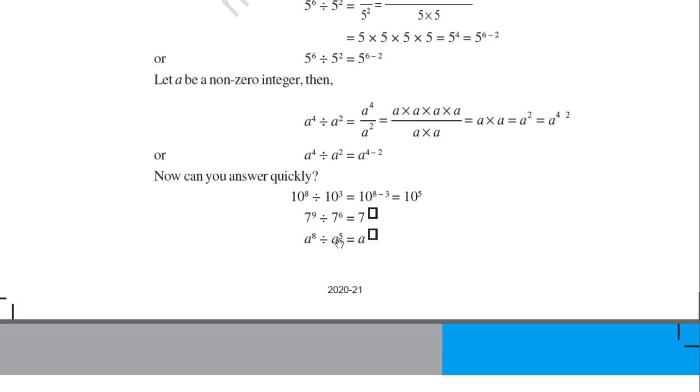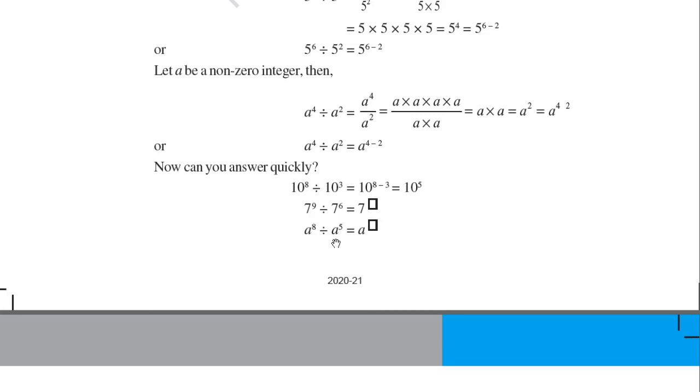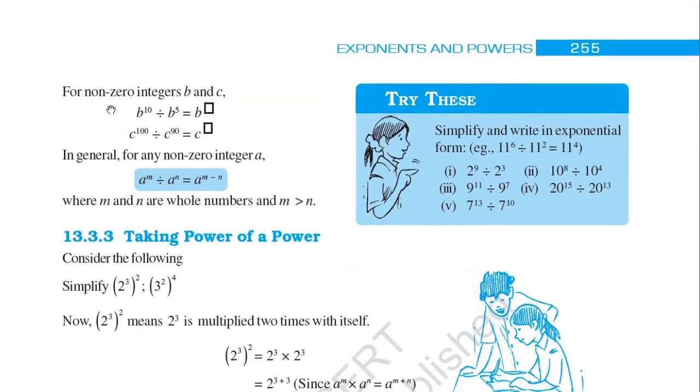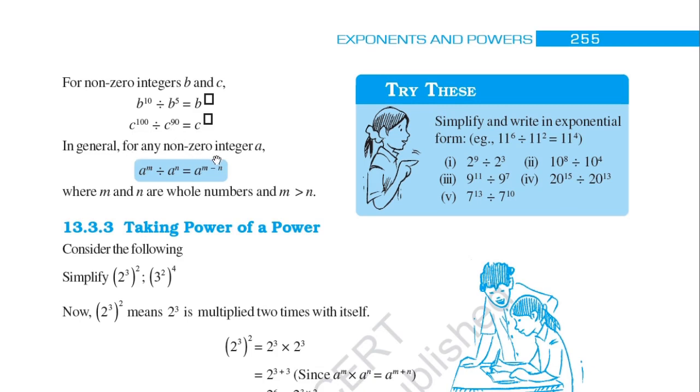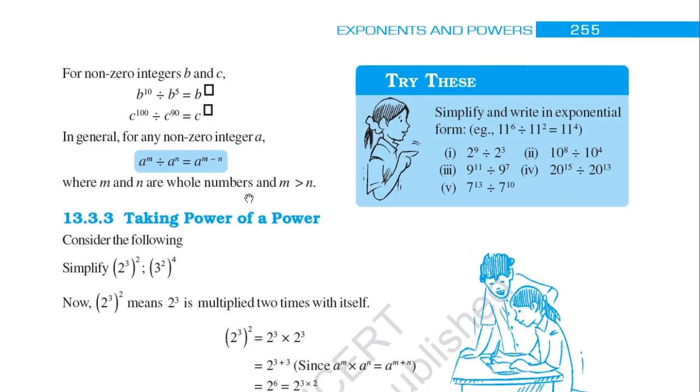So you know that for multiplication, if the bases are the same, you add the exponents, and when the base is the same and it is division, you subtract the exponents. Here another is given: b to the power 10 divided by b to the power 5. We will get b to the power 5 as the answer. And c to the power 100 divided by c to the power 90, you will get c to the power 10, because 100 minus 90 is 10. So in general, for any non-zero integer a, a to the power m divided by a to the power n will give a to the power m minus n, where m and n are whole numbers and m is greater than n.